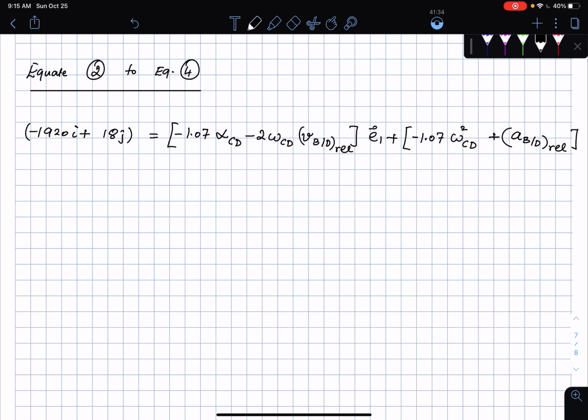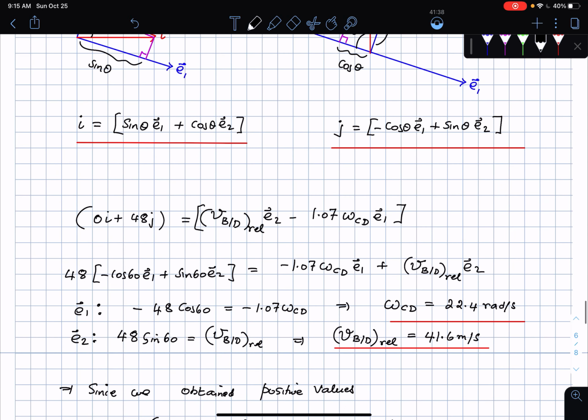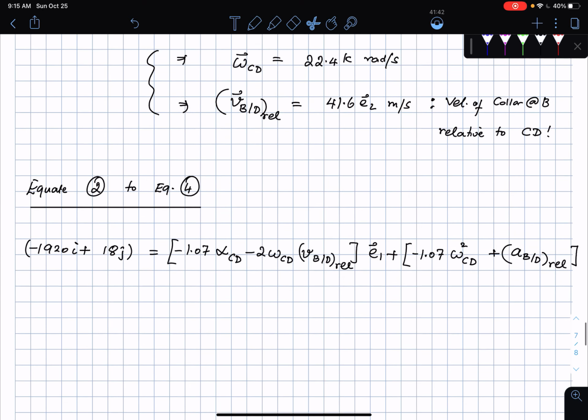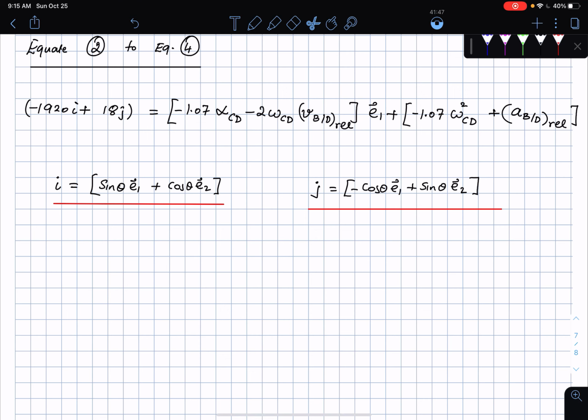So what am I going to do now? I also have my coordinate transformations, right? So I'm going to grab those two as well. This is my coordinate transformation from some time back. This is what I have, and then I also have calculated omega CD, which we found out to be 22.4 radians per second, and VB/D relative, which we found out to be 41.6 meters per second.